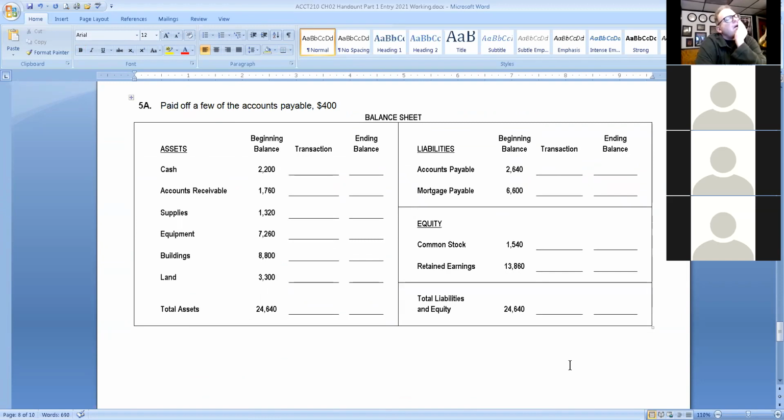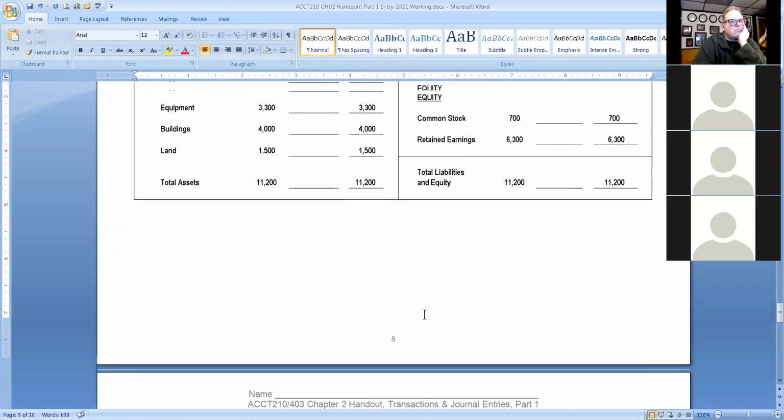5A. This is another one that's confusing. Actually, a lot of the stuff with the payables is confusing. Can you go back up real quick? I didn't see the other side. I want to see how you did that.